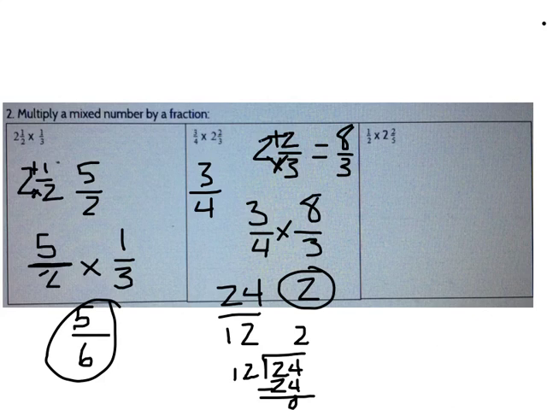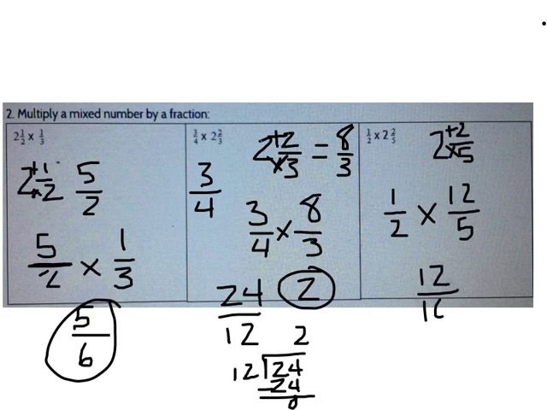1/2 times 2 2/5. How do I change 2 2/5 into an improper fraction? What improper fraction do I get? Well, 2 times 5 is 10, plus 2 more is 12/5. Now I can multiply 1/2 times 12/5. When I do that, what's my resulting improper fraction? It's 12 over 10.